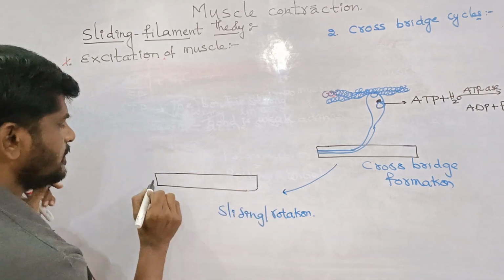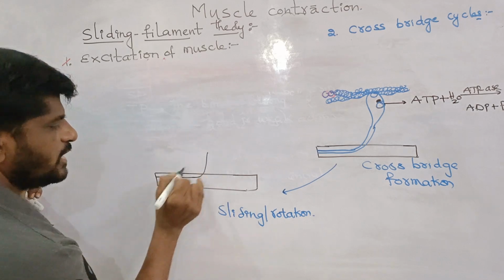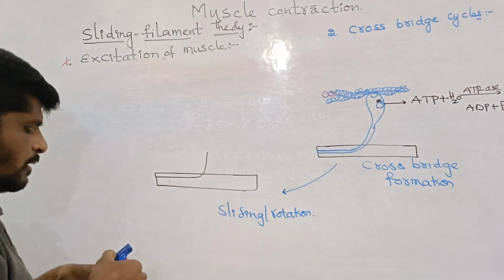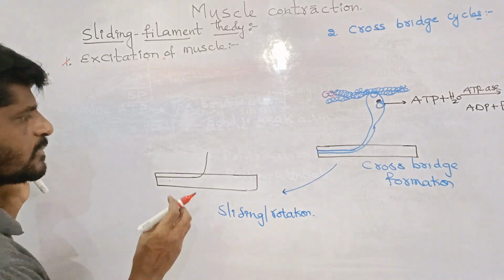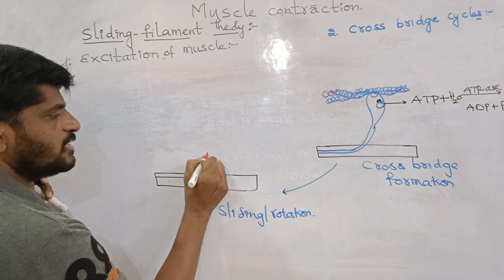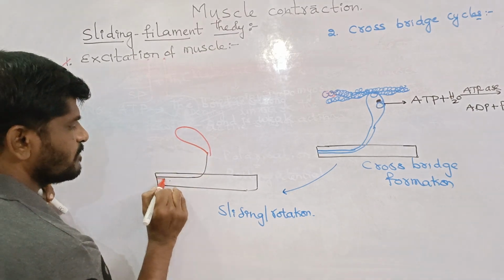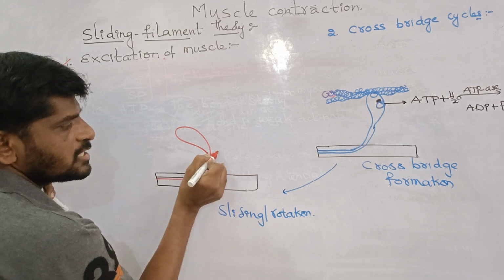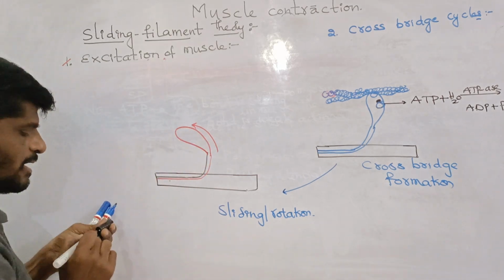This is the thick filament, the neck and the tail. Rotation means the head of the myosin is rotating towards the H zone. This is the H zone; towards the H zone, the head of the myosin rotates like this. The swinging of the head of the myosin towards the H zone.